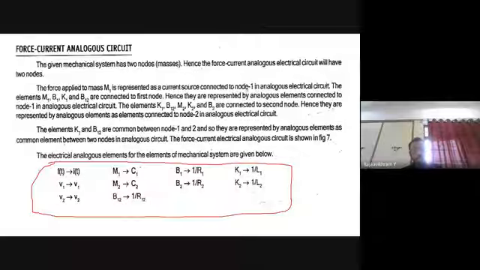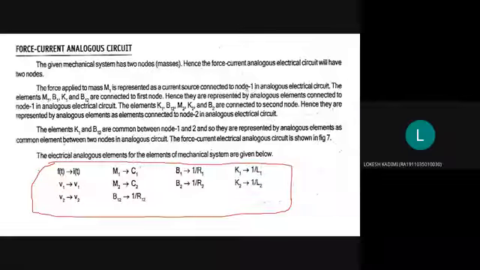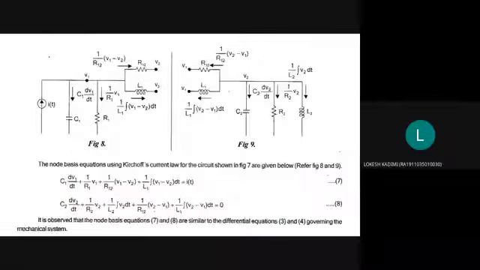Is there any doubt in this? Shall we move on to the next slide? Yes, sir. So here, for the first one, you see that the first element on the input side is a current source. So the input is a current source. Okay, because it is a force current analogy, the input source is a current source.